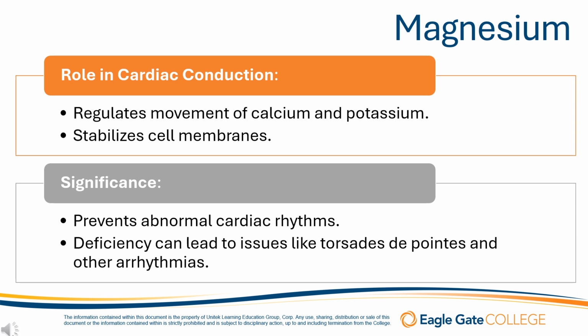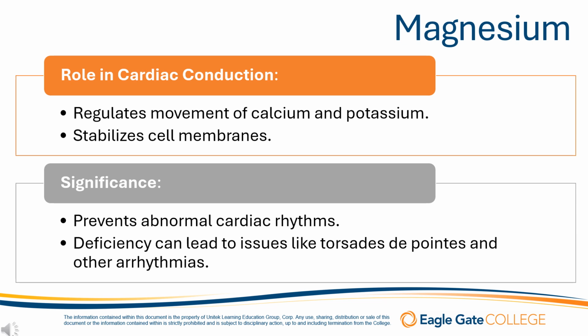Other arrhythmias can also develop in the context of low magnesium levels, including atrial fibrillation and increased susceptibility to digitalis toxicity in patients taking digoxin. So, monitoring and maintaining adequate magnesium levels is essential in clinical practice, particularly for patients with cardiac conditions. Regular blood tests to assess magnesium levels can help to identify deficiencies early.